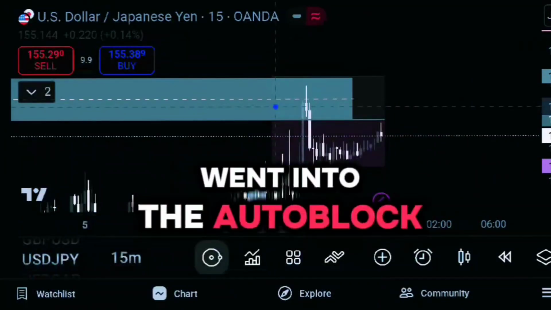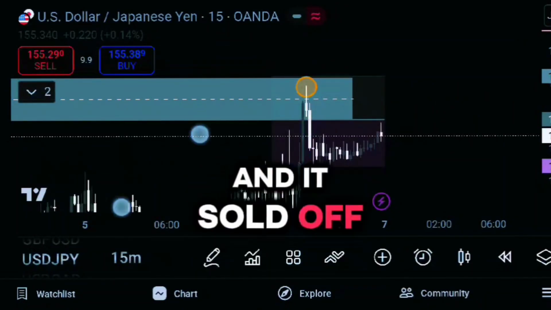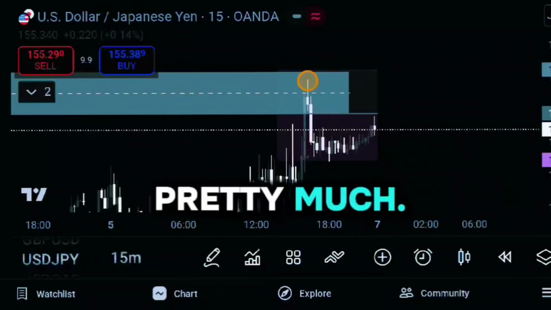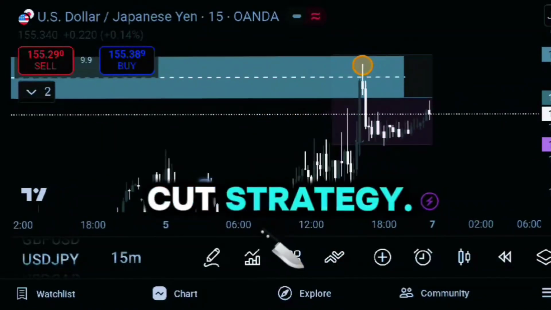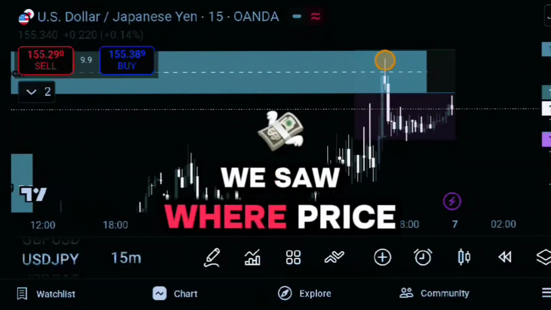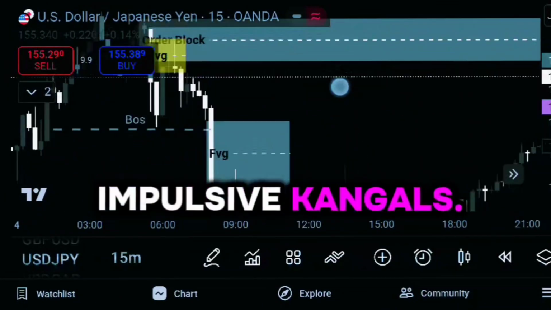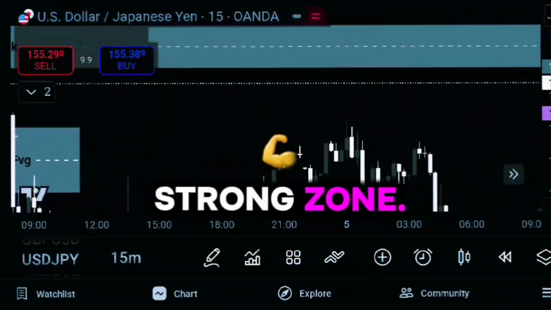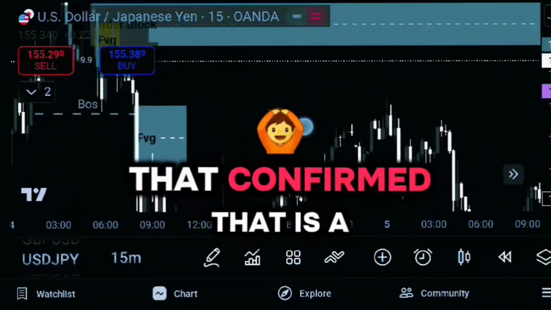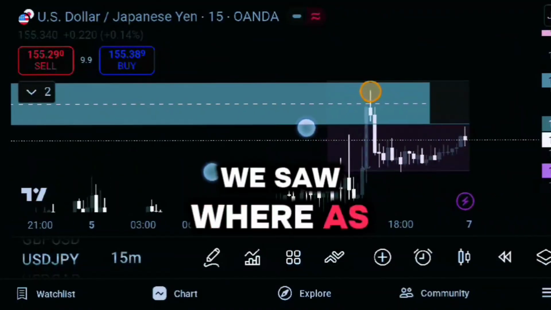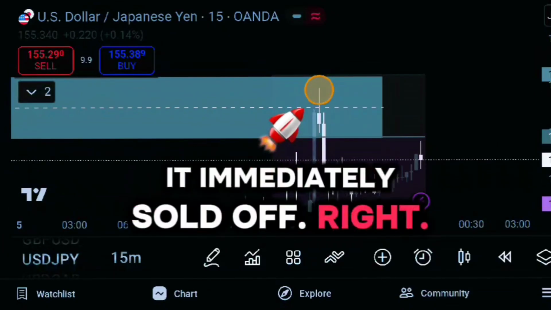And we see how price went into the order block right here, and it sold off pretty much. So as you guys can see, it's a pretty effective, clear-cut strategy. We saw where price sold off with these impulsive candles, multiple fair value gaps that confirm that it is a strong zone. We saw where as price tapped into the order block, it immediately sold off, right?